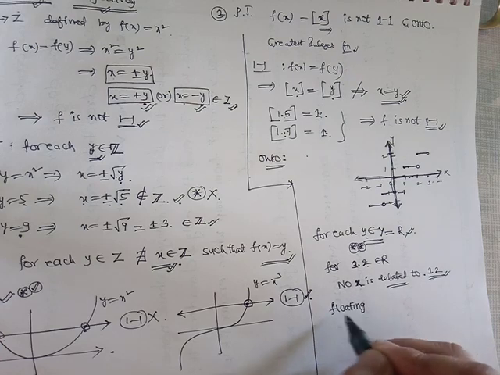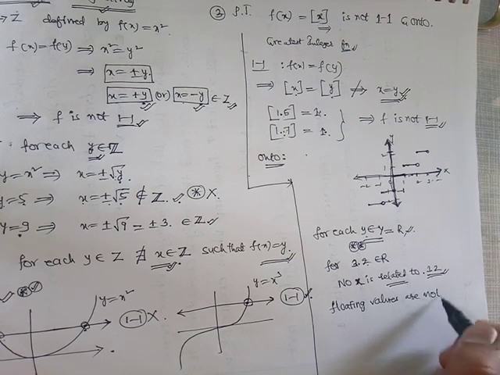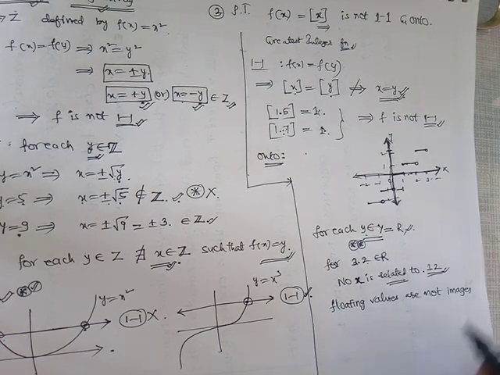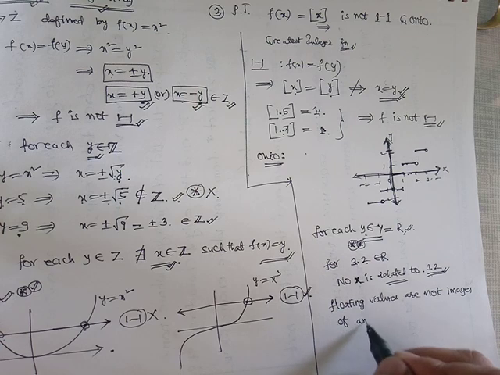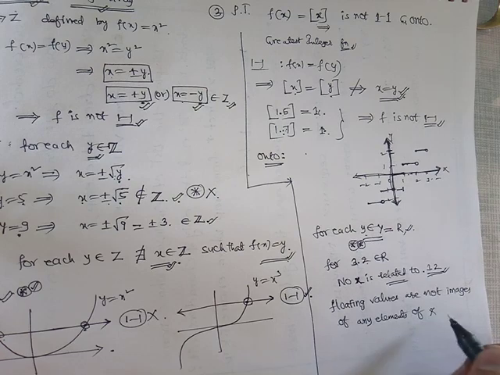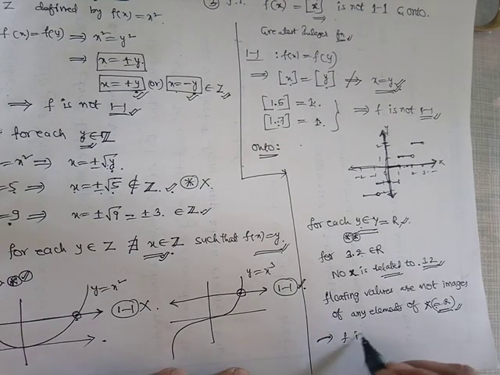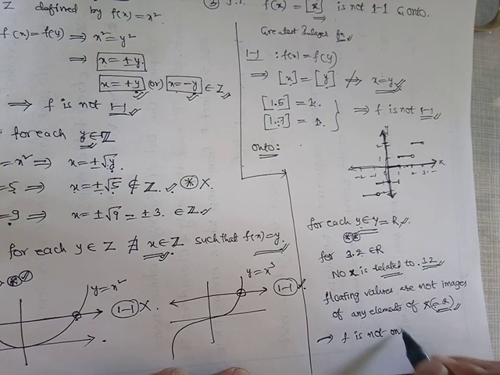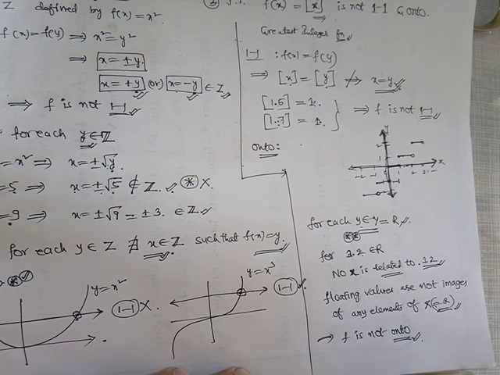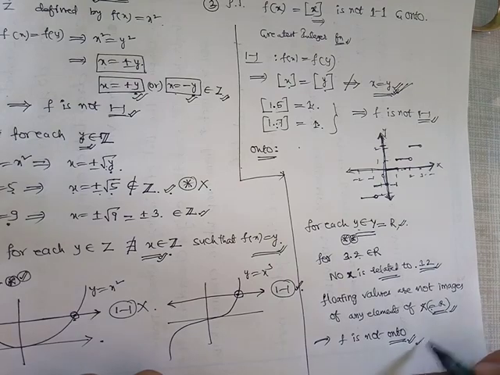Floating values are not the images of any elements of X. X is also going to be the real number system only. So that's why f is not onto. So that's why f(x) equals step x, the greatest integer function, is not one-one and not onto.